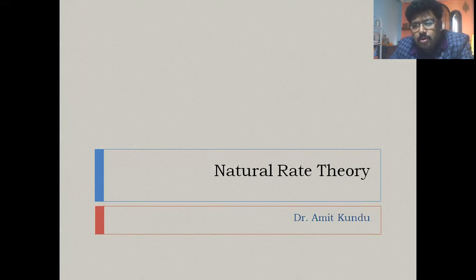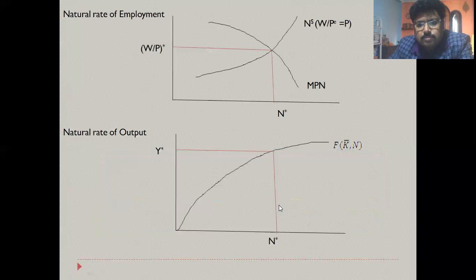So, the natural rate theory of Friedman is the equilibrium output and unemployment rate. Look at this. The natural rate of employment, this is this figure. You can consider this figure as figure A, and the natural rate of output, you can consider this figure as figure B. This is part A, this is part B.